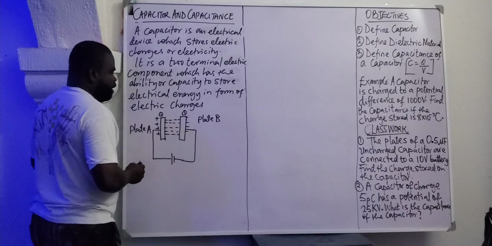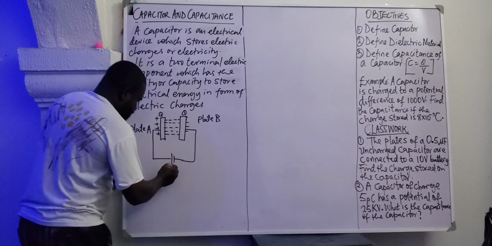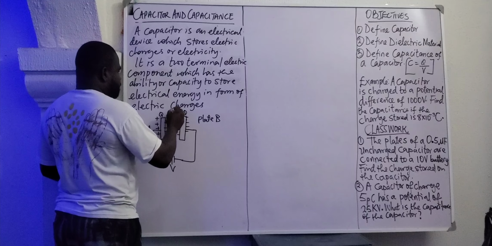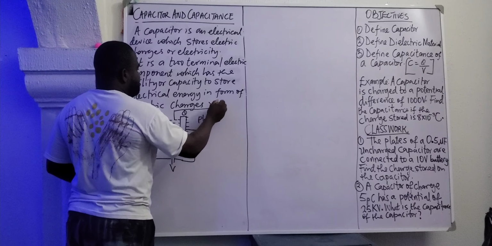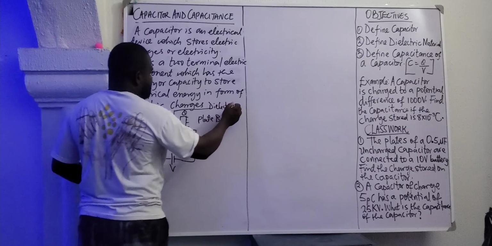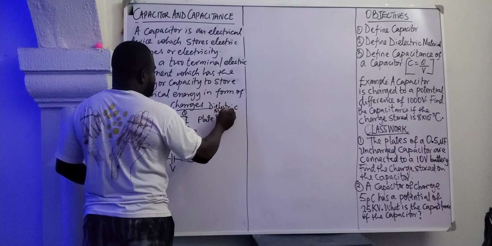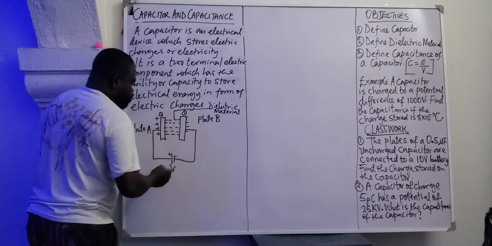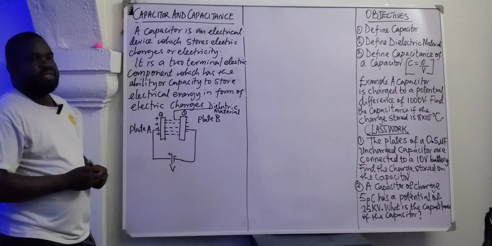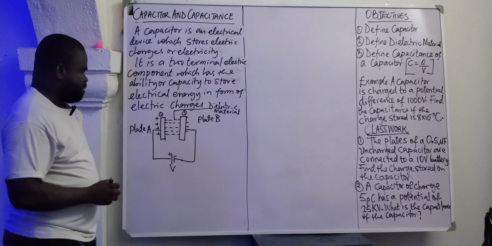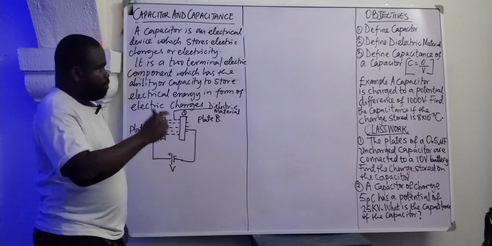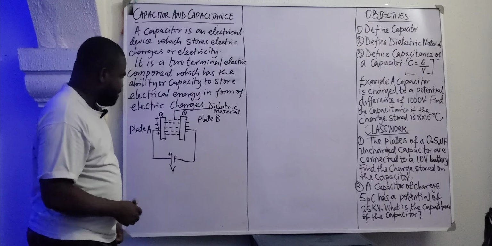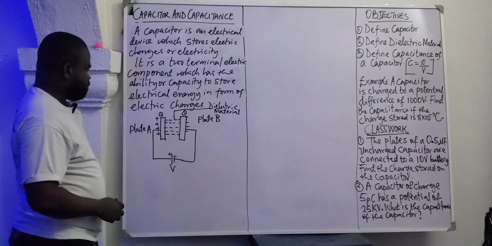Now, if we have these two plates, the insulator between the plates, we call it the dielectric material or the dielectric substance. Now, the purpose of the dielectric material is to increase the capacitance of the capacitor. That is a popular question. Just say, what is the purpose of the dielectric in a capacitor? It is to increase the capacitance of the capacitor.